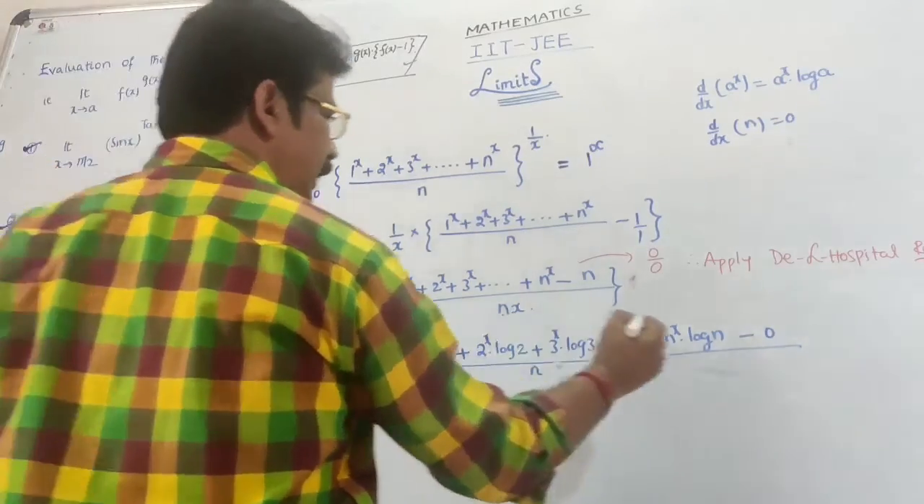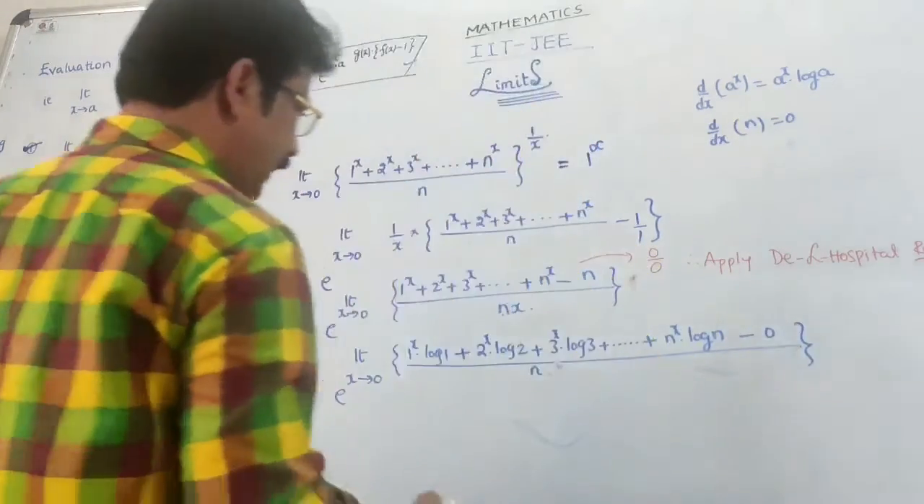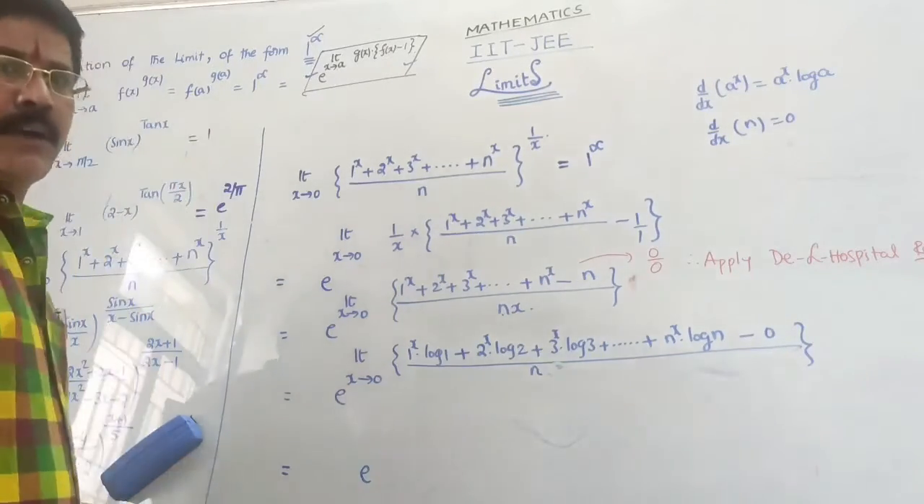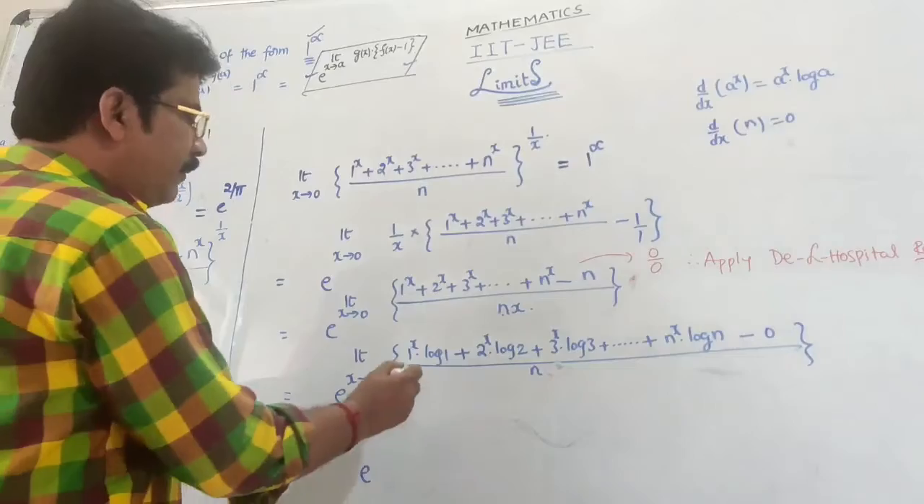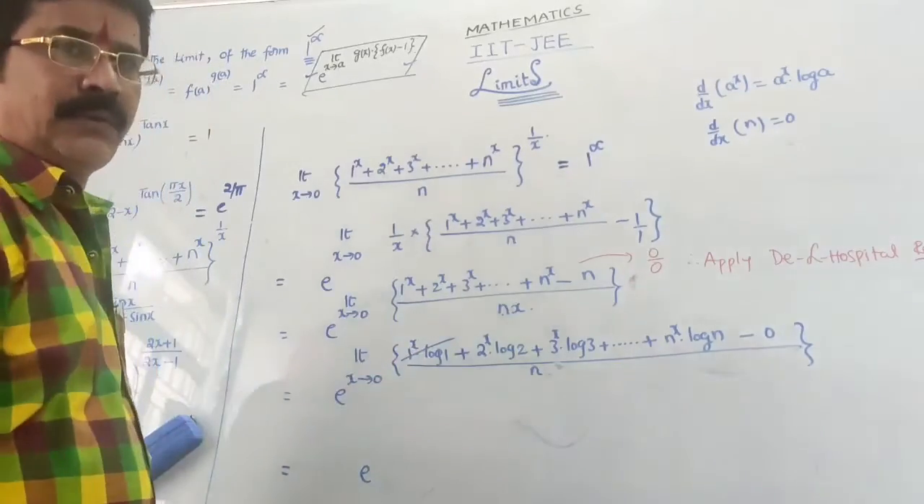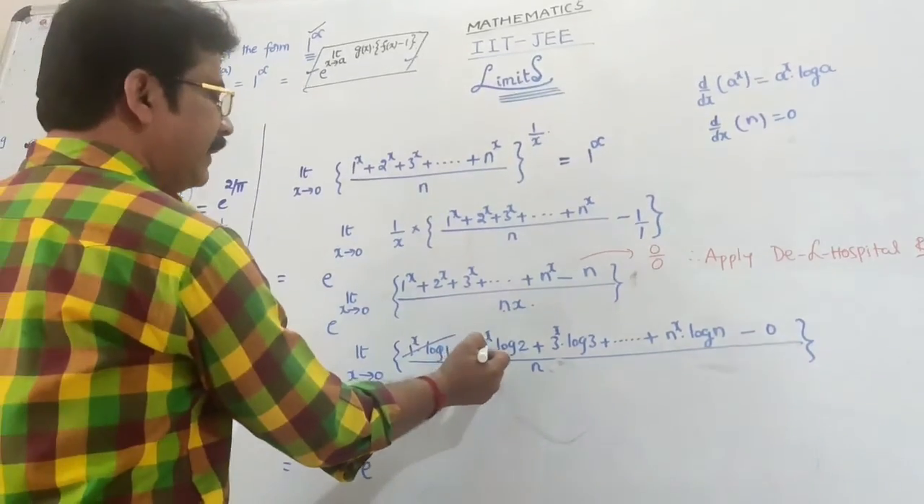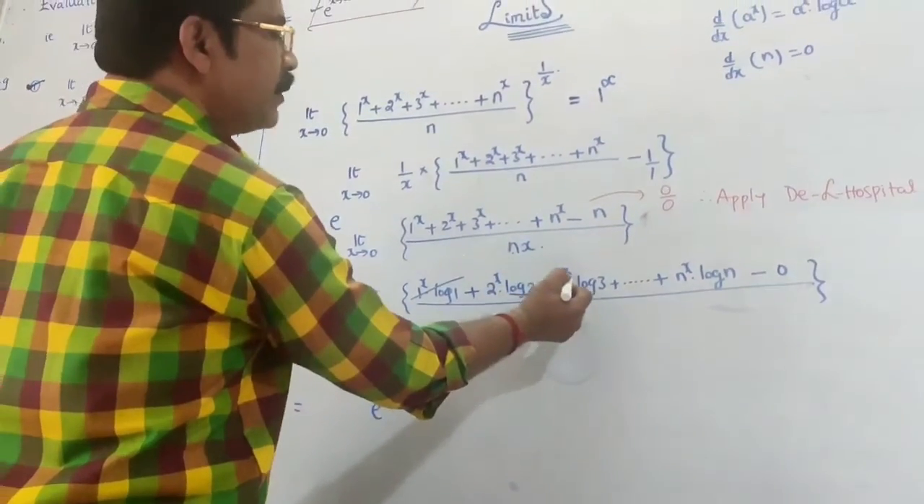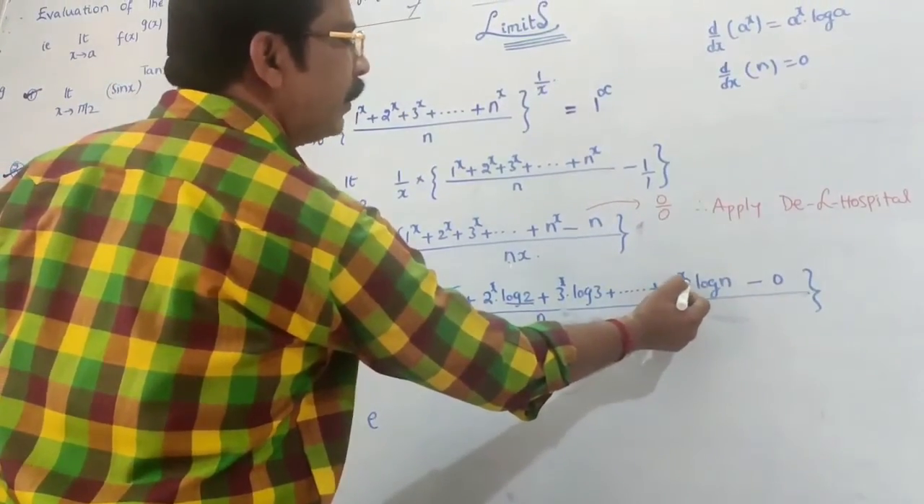So maintain the bracket. Now it is e power. Now put x equal to 0. Of course its value is equal to 0. Next it is x equal to 0. It is a pure constant: 2 power 0 is 1, 3 power 0 is 1, and so on, n power 0 is 1.